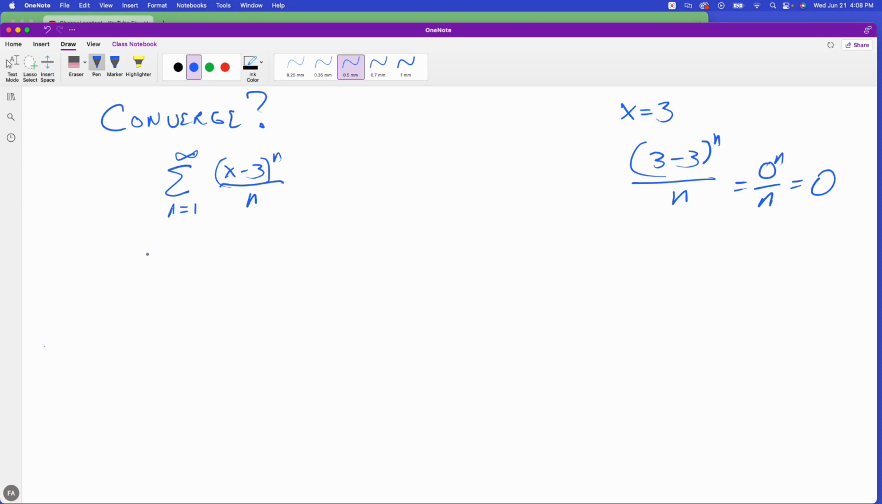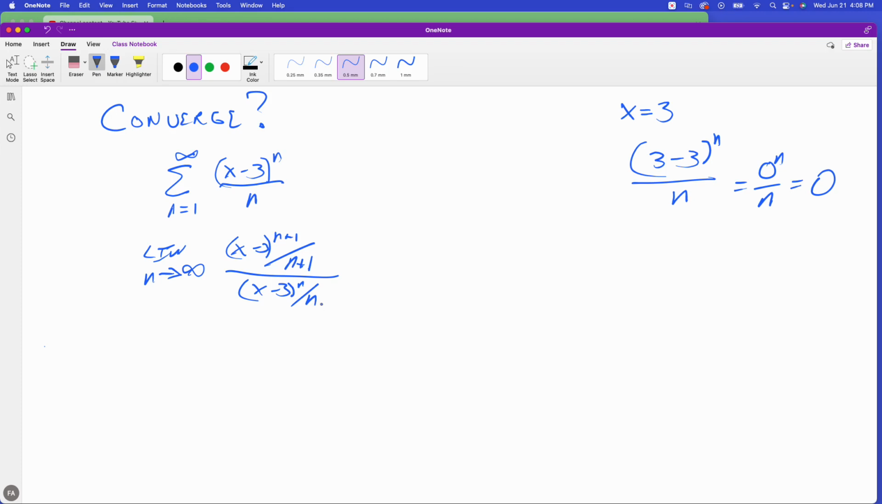But it's useful to us here because the ratio test simply means that we want the limit as n goes to infinity of the next term over the current term. The current term, you can think of as that expression inside the summation. The next term would be just n plus 1 of that. So (x minus 3) raised to the n plus 1 power over n plus 1, all of that over (x minus 3) raised to the n power over n, right?